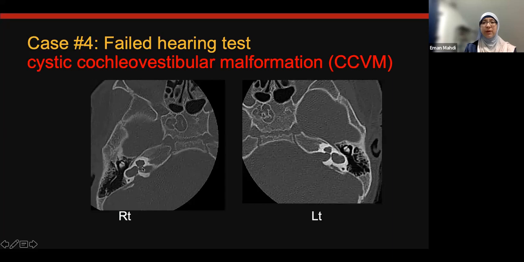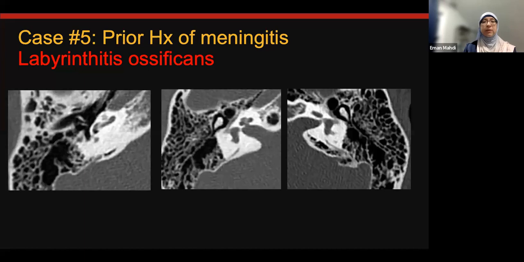Cystic cochleovestibular malformation, where you see a cystic cochlea, vestibule, and semicircular canal, but they are separated. That's how you say it's cystic cochleovestibular malformation rather than common cavity. And the last one is labyrinthitis ossificans, related to bone formation within the membranous labyrinth, to the point that we don't see these structures as if they are absent, but it's because of the bone formation inside that becomes iso to the adjacent bone. That's on the right and that's on the left.